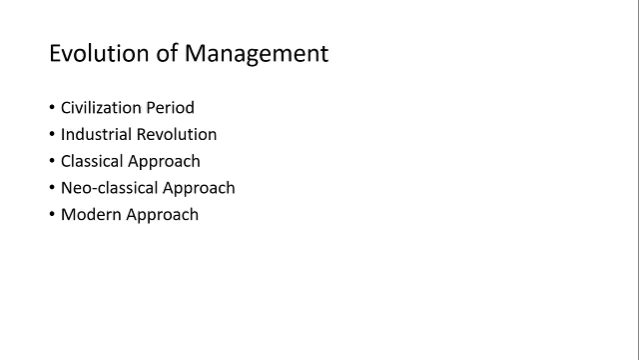Then we move to the human approach, the neoclassical approach we had. Some kind of human treatment was given to management based on the Hawthorne experiment study by Elton Mayo. So briefly we discussed the evolution of management concept. Then from 1960 onwards we moved to the modern approach where we had quantitative theory, system theory, contingency theory and decision making theory.